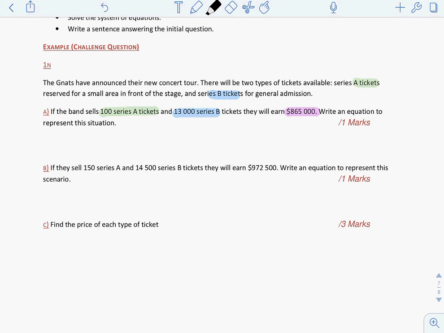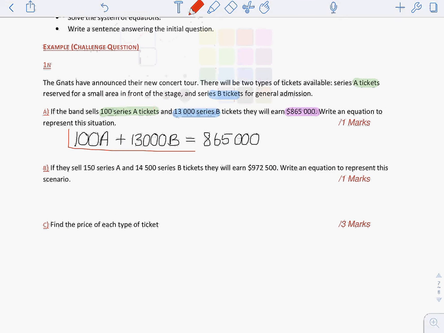Because I've been told that they're A tickets and B tickets, they've already been labelled for me. So my quantities or my variables have been labelled. I do not need to relabel them. I'm just at this point writing an equation. It's a very easy equation. We've got 100 A tickets, so 100 lots of A, plus we're also told 13,000 lots of B. In total, once they've sold all those tickets, they will earn 865,000. That is equation 1, and box it. 1 mark for 1 equation.